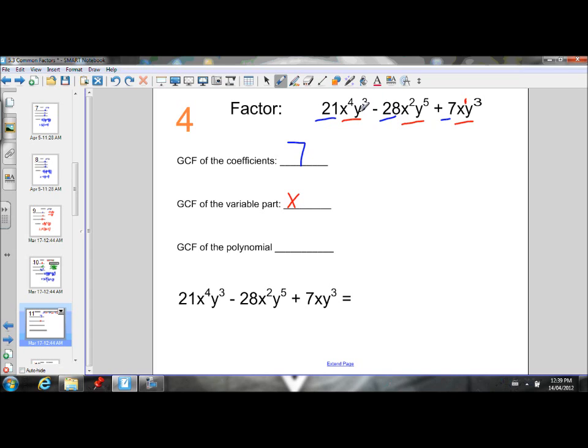And now for the y's, I have a y to the 3, y to the 5, and y to the 3. So they all have a y, so we can common factor out a y. And we common factor out the y with the least exponent. So we have a 3, a 5, and a 3. We can common factor out a y to the 3. So our greatest common factor of this polynomial is 7xy to the 3.